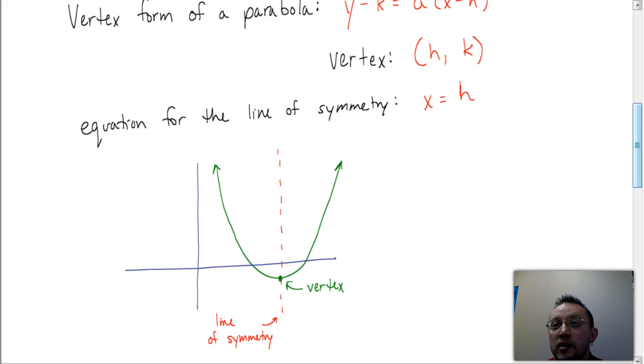And the equation for that, if you recognize, it's a vertical line, and we've talked about vertical lines in the past, but a vertical line is in the form x equals something. So it's going to be x equals whatever the h value is of your vertex. Very easy. But you want to make sure that you recognize that it is an equation. If you have a vertex where the x value is -2, the equation for the line of symmetry isn't just -2, it's x equals -2. So it's important to recognize that we're looking for an equation here. So let's look at some examples.